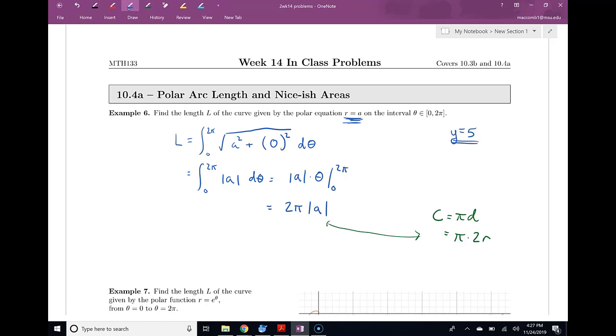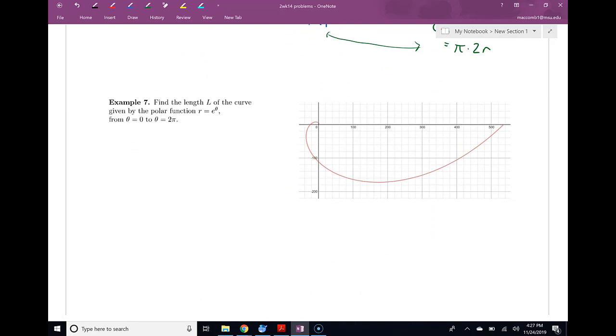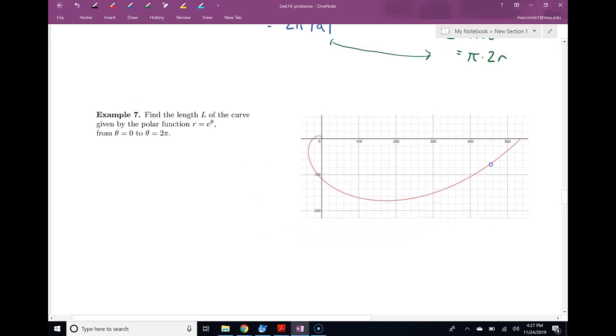All right, so this is a relatively nice example, just getting us used to that theorem and how to use it. Let's do a more difficult one. I'd like to find the length of the curve given by r equals e to the theta from 0 to 2 pi. I've given a sketch of what this looks like. You see that we get a spiral, and as we go around, the radius is getting bigger and bigger. Okay, that's our picture.